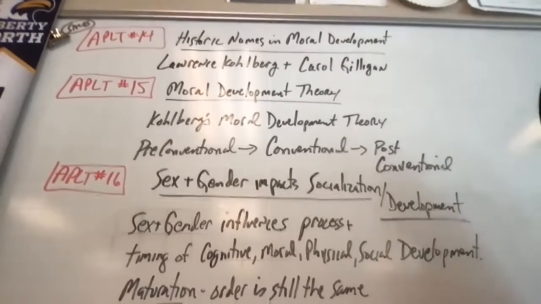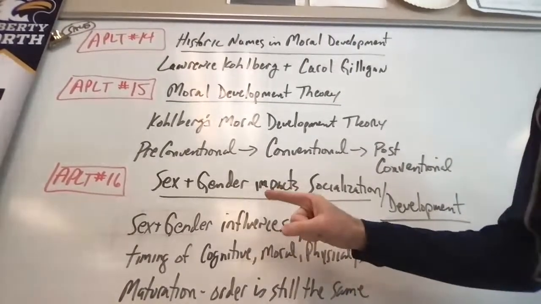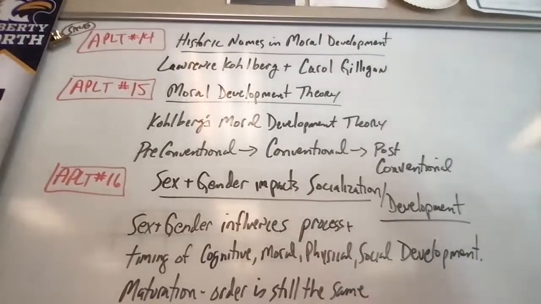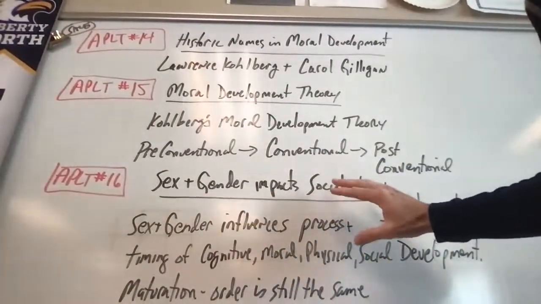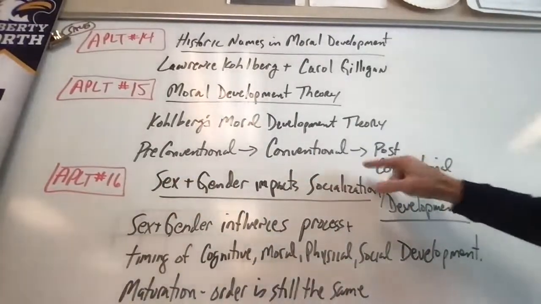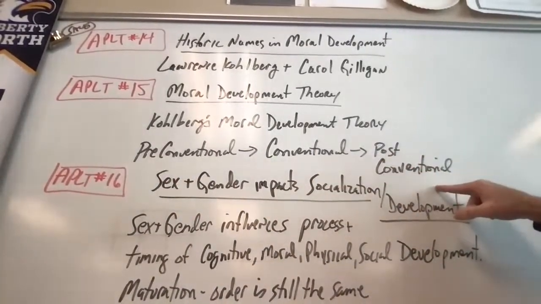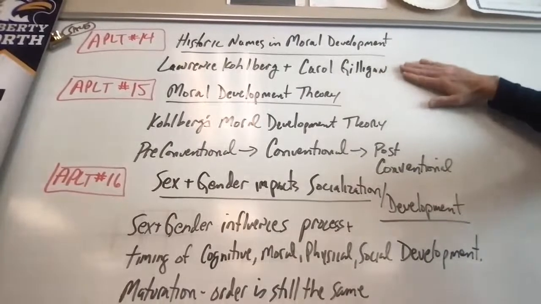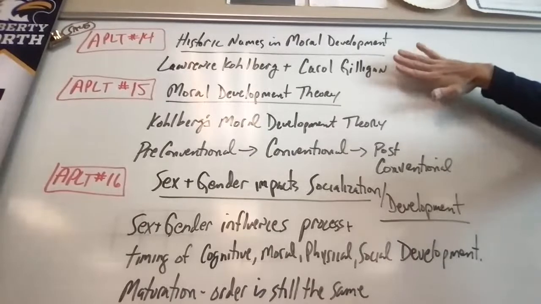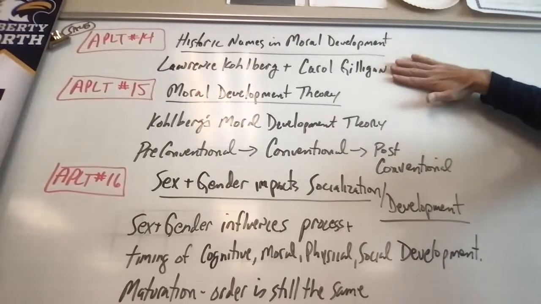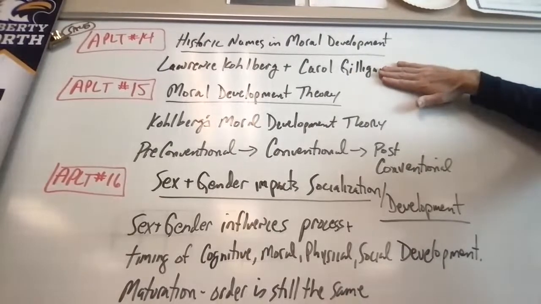All right. Learning target number 16: describe how sex and gender influence socialization and other aspects of development, okay? Basically, the learning target helps you understand that sex and gender do impact socialization and do impact development, okay? Even going back to today's example, Carol Gilligan said that males and females, while they mature in moral reasoning in the same order, generally have different processes, and it happens faster with girls, okay?